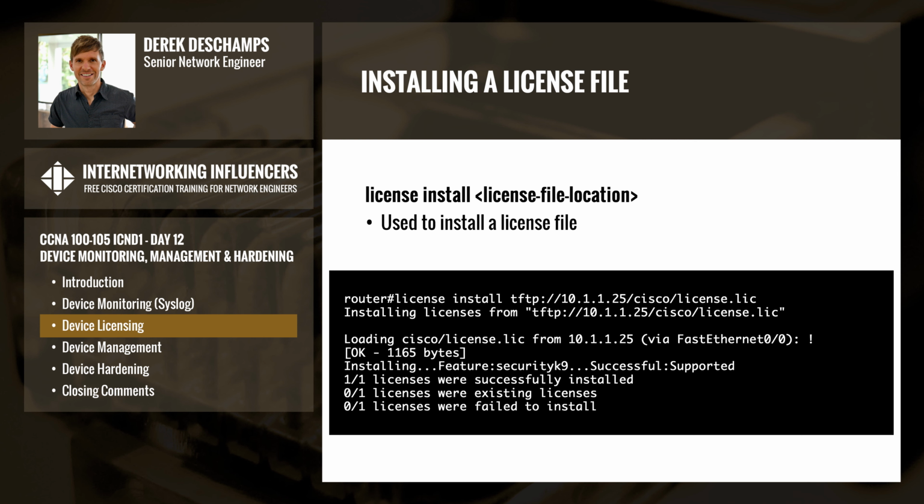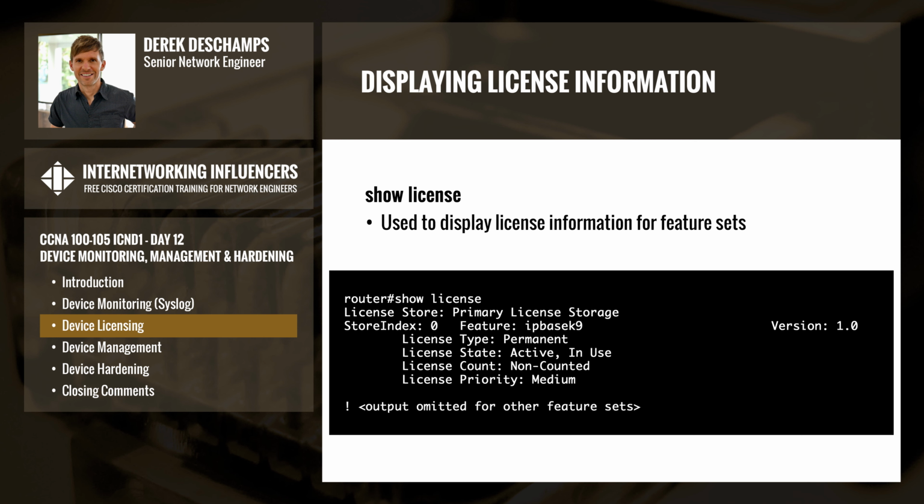The license install command is used to install a license file. In this example, the license install command has been used to install a license file from a TFTP server. The show license command is used to display license information for feature sets. In this example, we can see the license information for the IP base feature set.